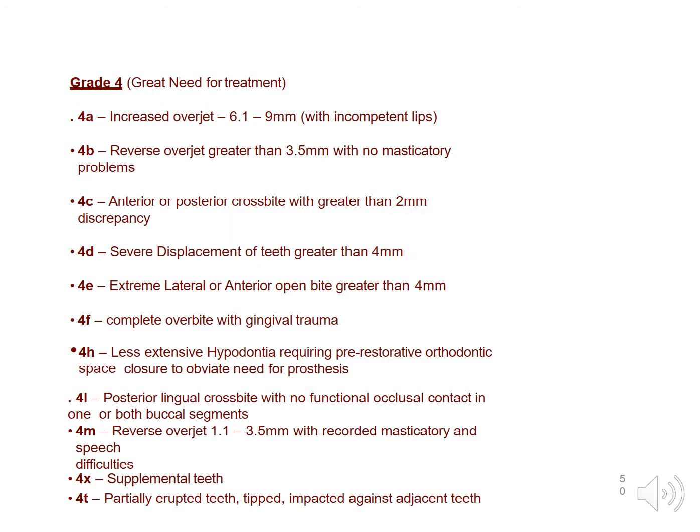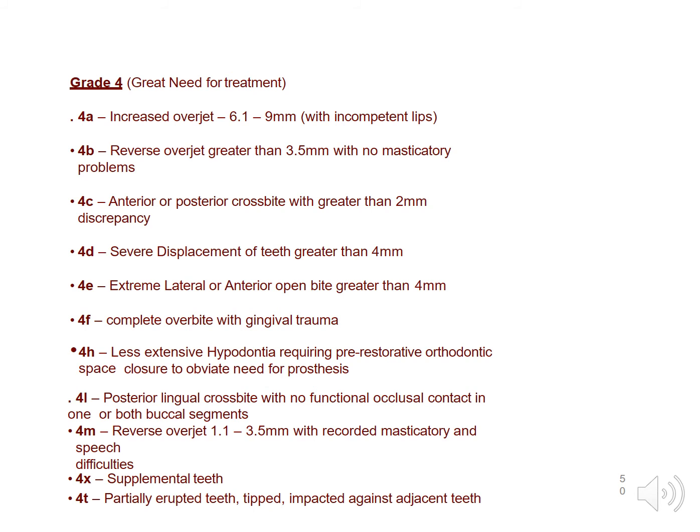Okay, now we move to grade 4, which is great need for treatment. 4A is increased overjet from 6.1 to 9 mm with incompetent lips. 4B is reverse overjet greater than 3.5 mm with no masticatory problem. 4C is anterior and posterior crossbite with greater than 2 mm discrepancy. 4D is severe displacement of teeth greater than 4 mm. 4E is extreme lateral and anterior open bite greater than 4 mm. 4F is complete overbite with gingival trauma.